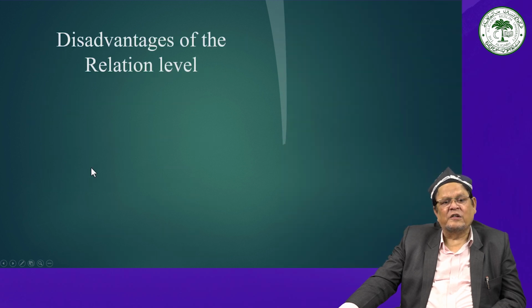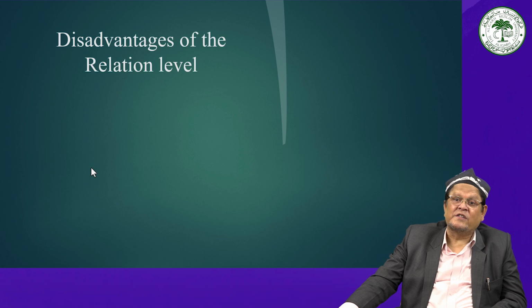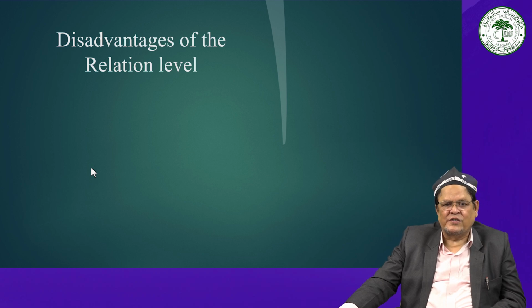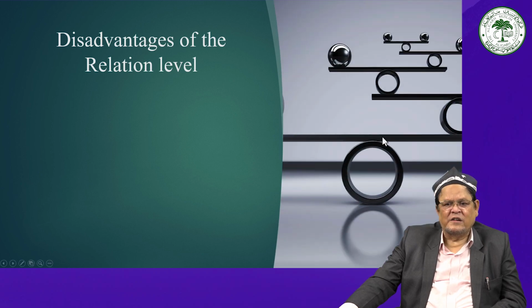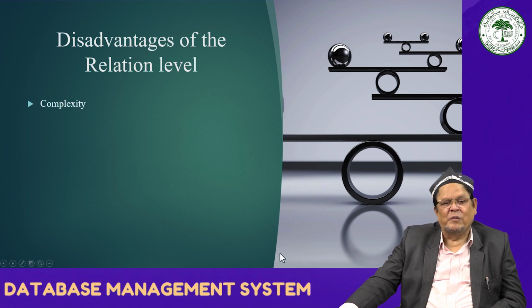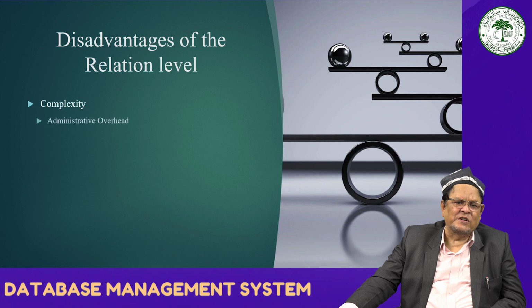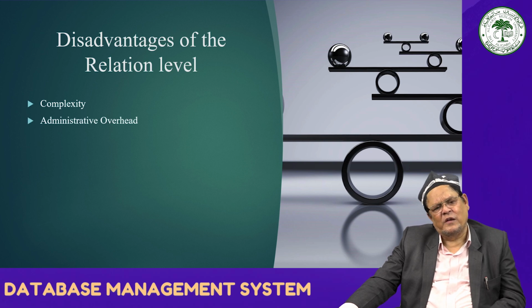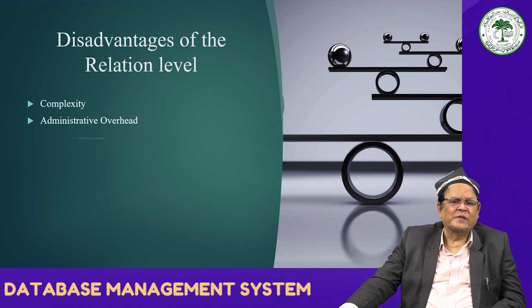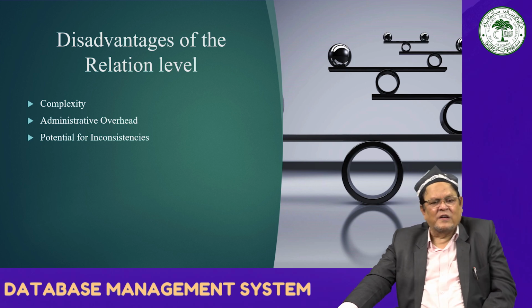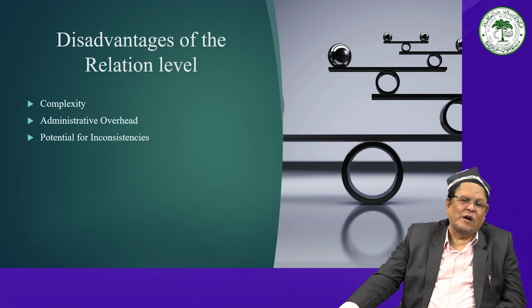The next is the disadvantages. Everything has advantages and disadvantages. So here are the disadvantages of the relational level. The disadvantage is that it is very complex; the complexity will increase, making a more complex system. Next, administrative overheads will be there. Next is potential for inconsistencies. The data will become more inconsistent, and you have to improve the consistency.